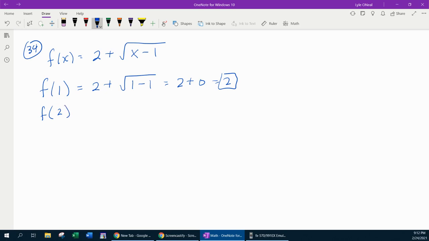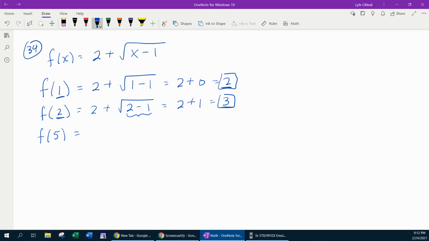So next, let's just go to 2. 2 plus square root of, this time 2 minus 1. 2 minus 1 is 1, and the square root of 1 is 1. And then adding, we get 3. So again, remember, I'm finding ordered pairs. This is an x comma y, an x comma y, and I probably need one more, and I'm going to jump up to 5. And if you're going, whoa, slow your roll, how did you get 5?